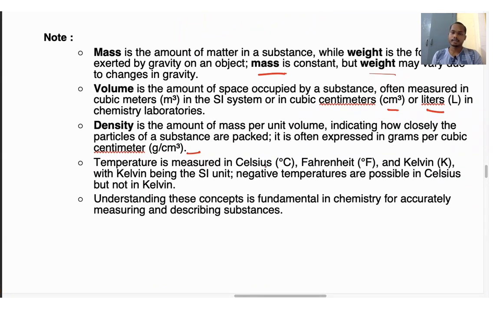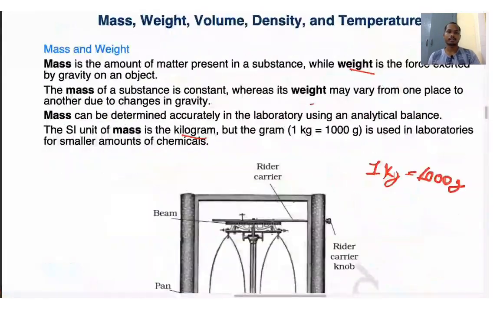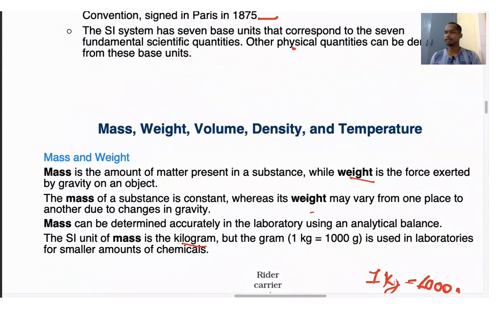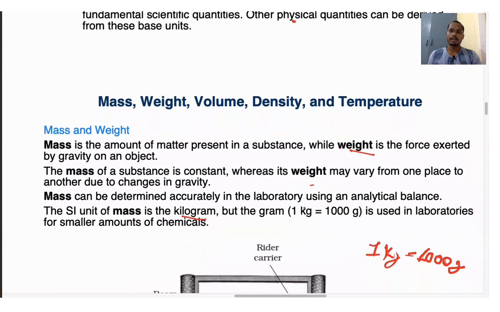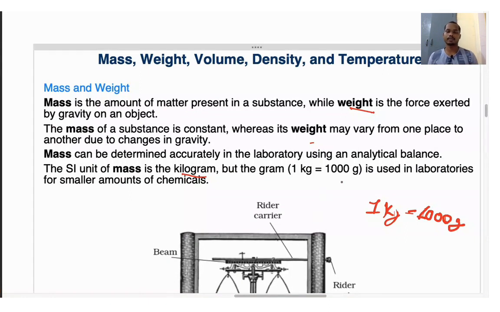Temperature is measured in Celsius, Fahrenheit, and Kelvin, with Kelvin being the SI unit. Negative temperatures are possible in Celsius but not in Kelvin. Understanding these concepts is fundamental in chemistry for accurately measuring and describing substances. So this was about mass, weight, volume, density, and temperature. I hope this video will help you understand these terms and clarify any doubts you have.